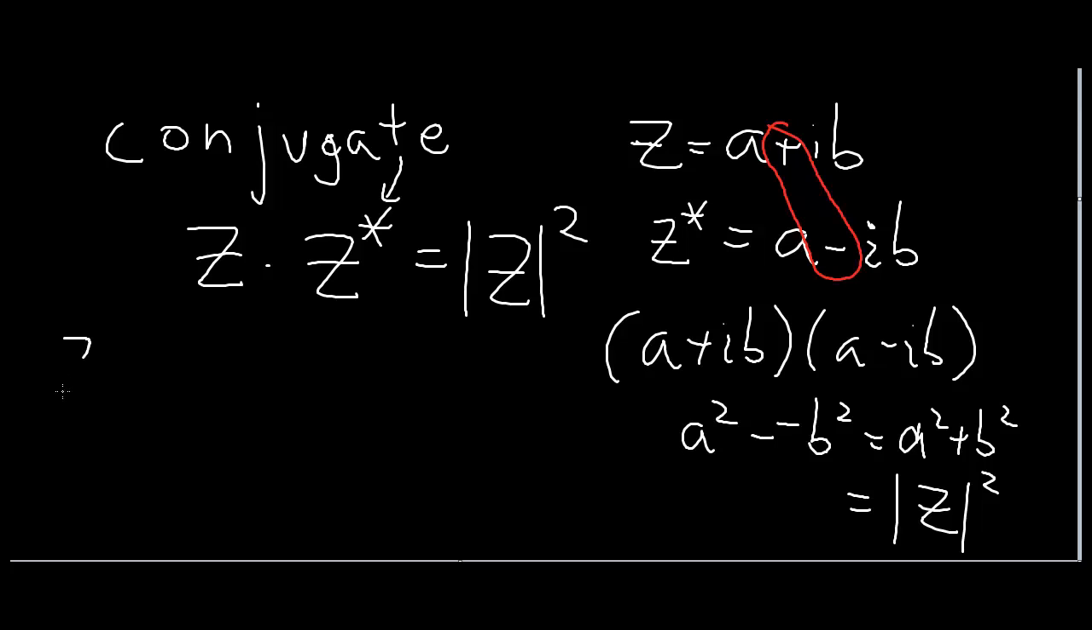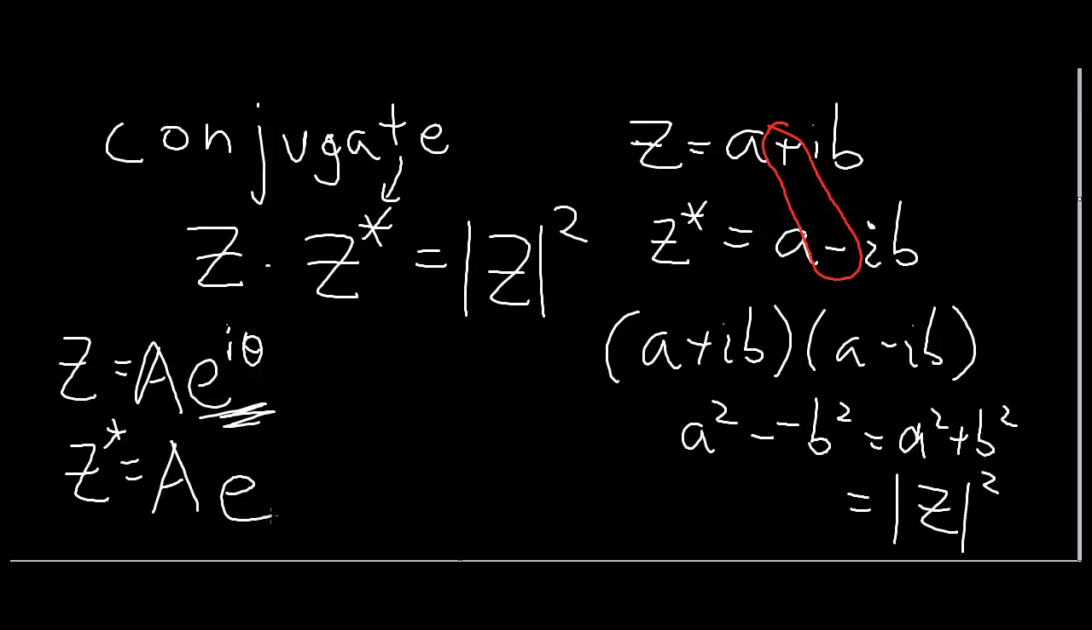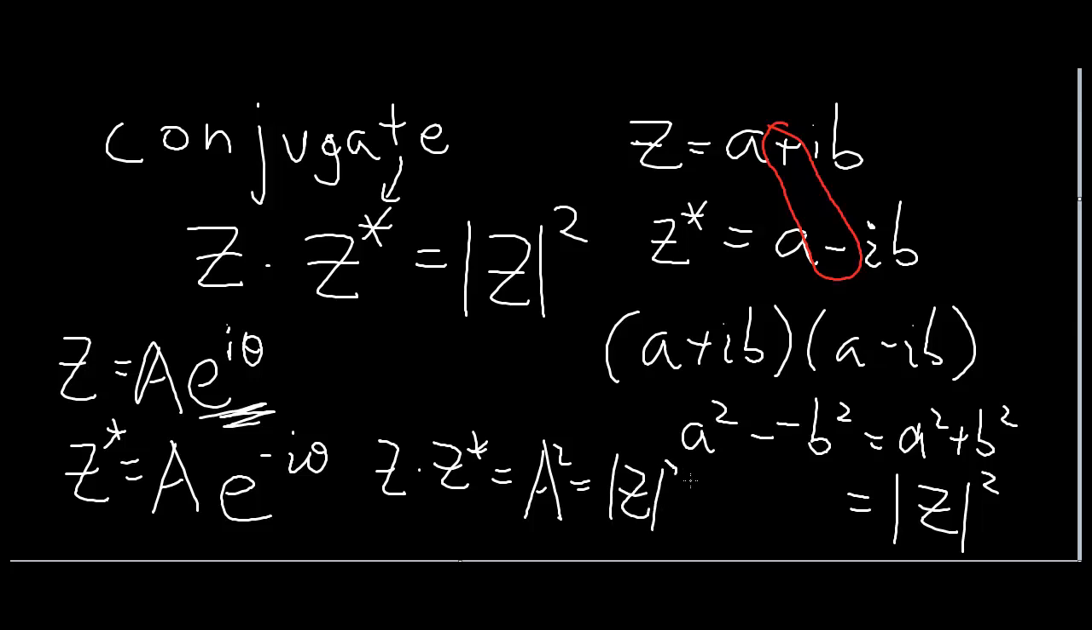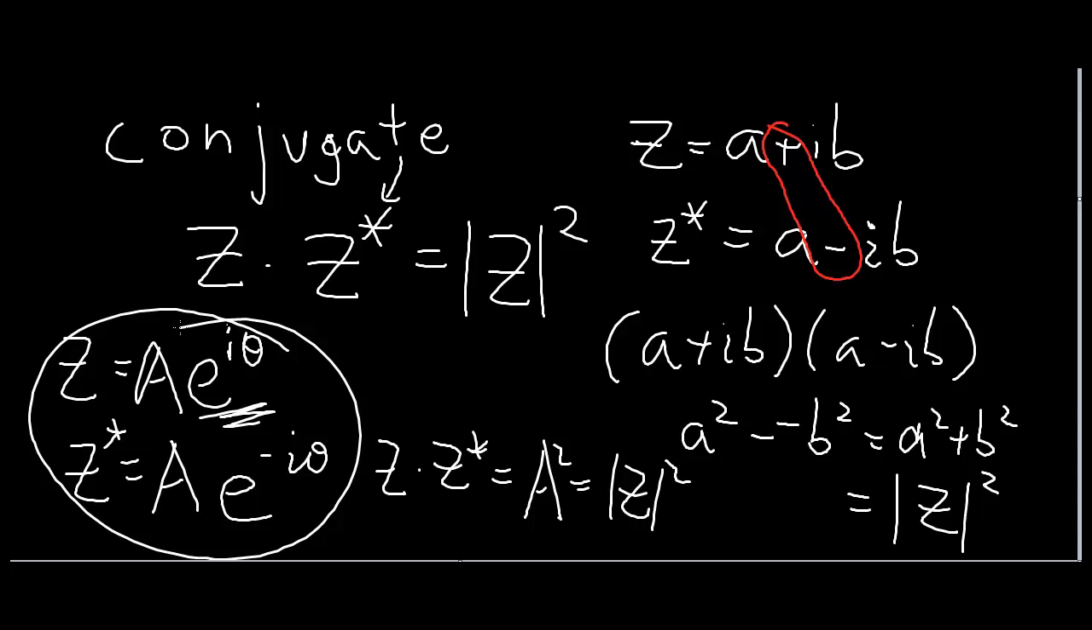For the polar form, or complex exponential form, it is even easier, because all we have to do is get rid of this last part here. And what do we multiply to get that? Well, we multiply the same thing, but to the negative I theta. And when we multiply this, we get rid of all the exponentials because the I theta cancels out. And you have a square, which is in fact the magnitude squared. And so there you go. That's how you form the complex conjugate for the polar form as well.